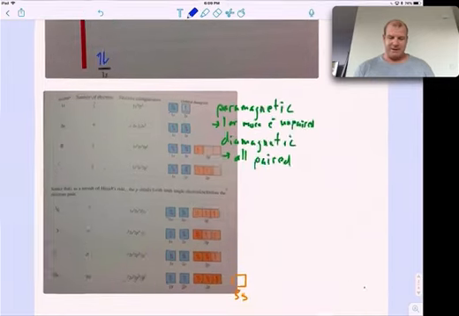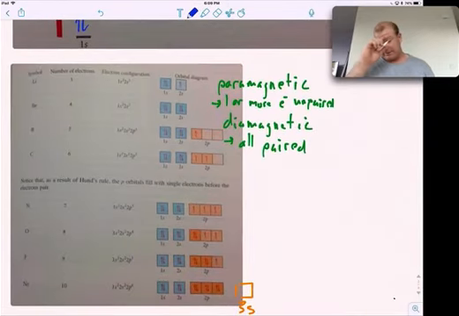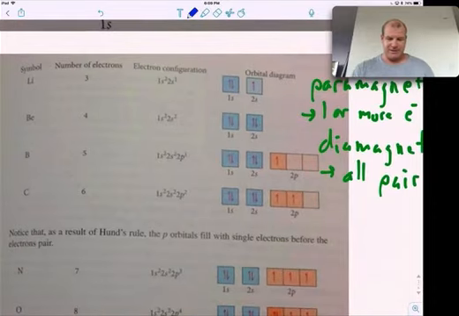Okay, and the next thing we're going to talk about is paramagnetic and diamagnetic. This is different than ferromagnetic. There's only a few things that are ferromagnetic. Cobalt and iron are really it when it comes to this temperature, at least of the elements. Paramagnetic means that there is one or more unpaired electron. We won't go into the difference between paramagnetic and ferromagnetic in this class. Lithium is paramagnetic because it has one unpaired electron. Beryllium is diamagnetic. Boron is paramagnetic.